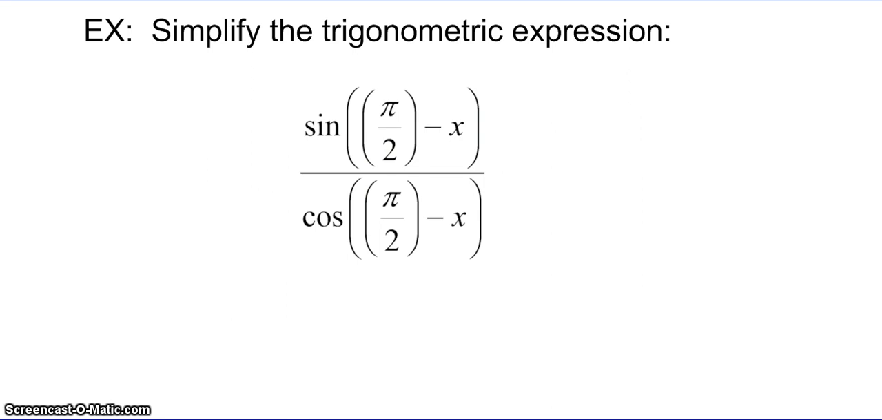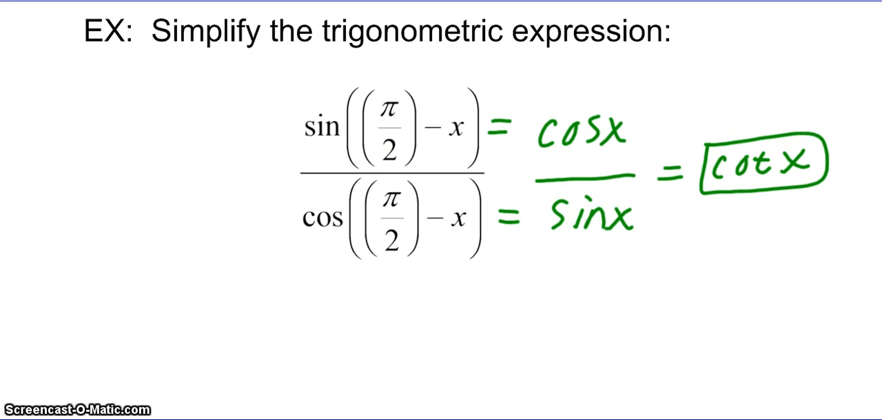Again, pause the video, use your trig identities, try to simplify, unpause when you're ready to check. Okay, so first thing we want to do, anytime you see this pi halves minus x, get rid of that right away. So use your co-function identities. Don't use the sum and difference identities. It'll work, it's going to be a lot more work though.